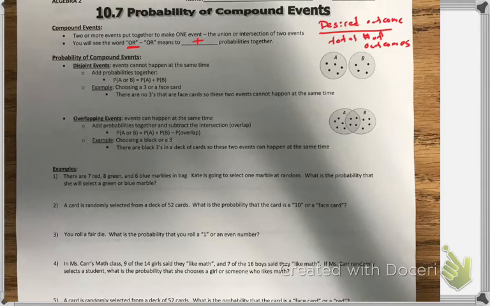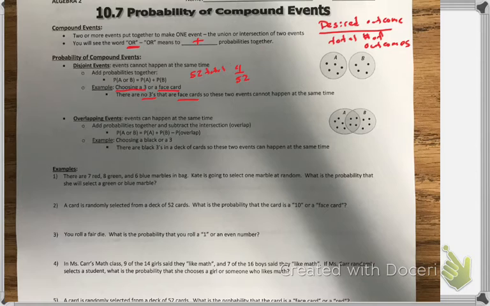So notice that each one of these is having two things going on, right? So an example would be, what are the odds of choosing a 3 or a face card out of a deck of cards, right? And so the reason why this is disjoint is because there's no overlap. There's no 3s that are also face cards. So the probability of this would be, we know that there's 52 total cards, right? And there are 4 3s in a deck of cards. So the odds of picking a 3 are 4 out of 52.